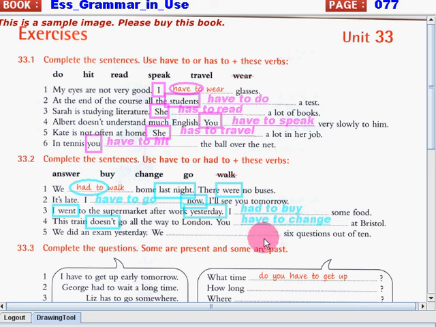And the last one. We did an exam yesterday. We blank 6 questions out of 10. Here we have the past time expression yesterday. And we have the past tense verb did. So, of course, we will use had to. We had to, and of course, our last verb is answer. We had to answer 6 questions out of 10.